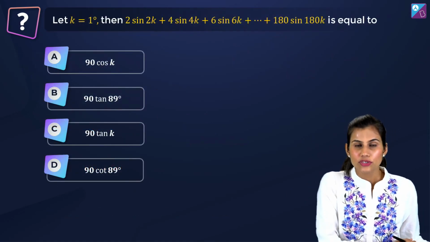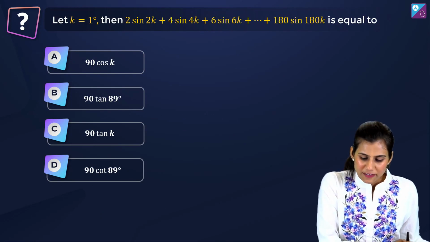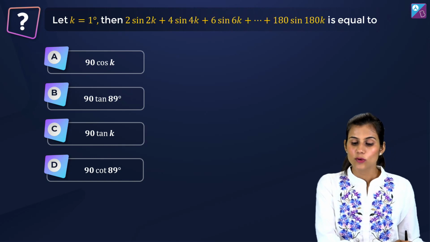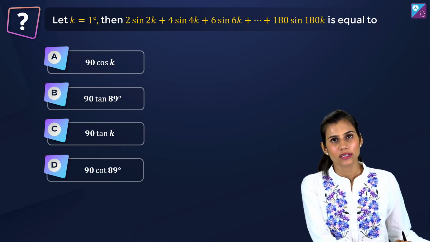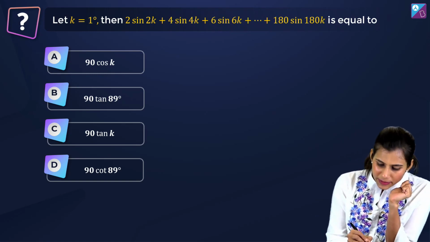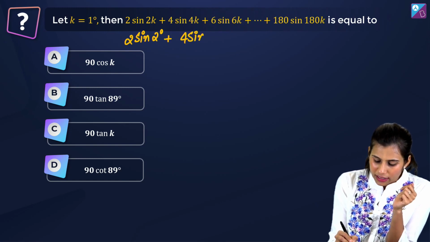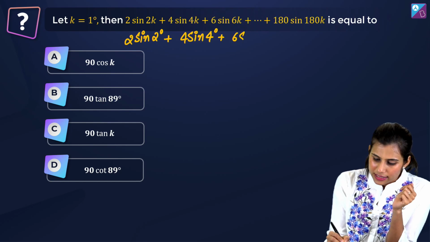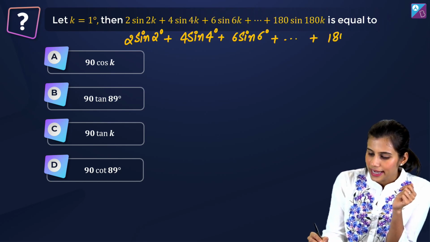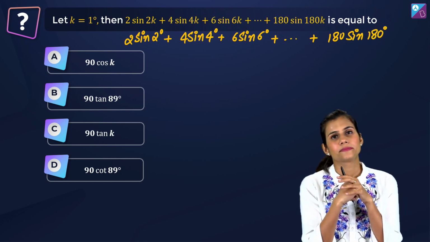Moving ahead to the next question, it says if k is 1 degree, then 2 sine 2k plus 4 sine 4k plus 6 sine 6k and so on till 180 sine 180k is equal to what? Okay, so if k is 1 degree, that means my given series is actually 2 sine 2 degree plus 4 sine 4 degree plus 6 sine 6 degree plus and so on till 180 sine 180 degrees. Correct?